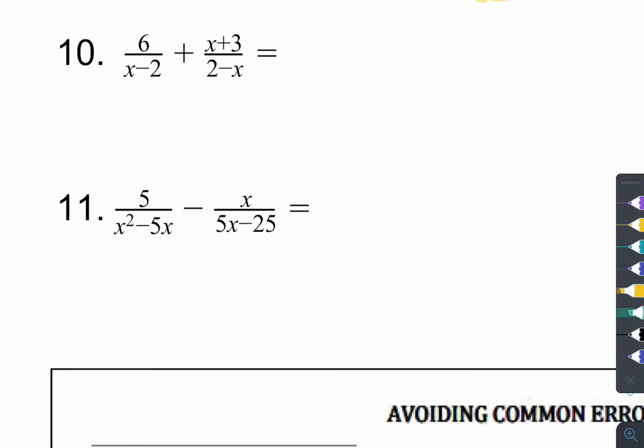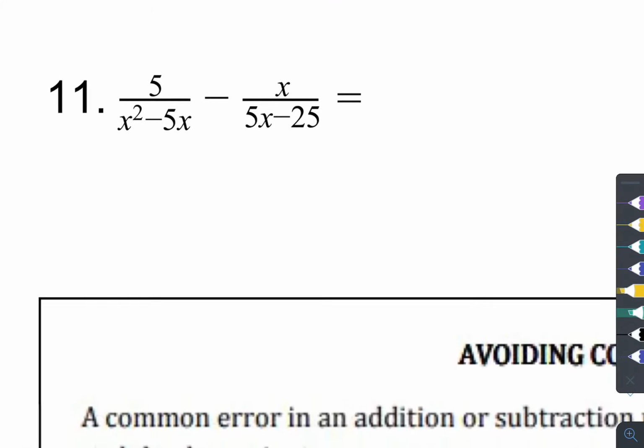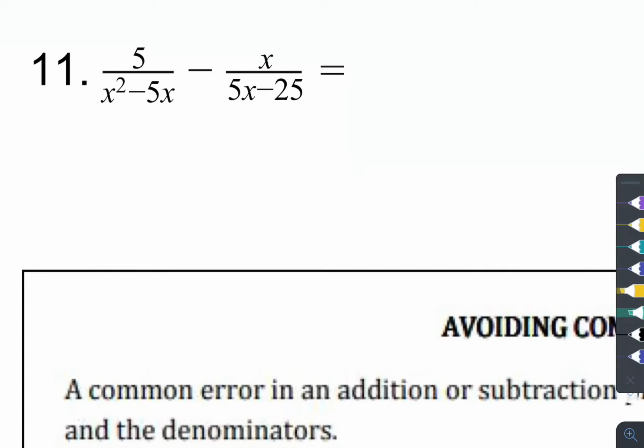Okay. And then last up here, we've got a problem. Let's factor first, and then we'll figure out what we have to multiply out. So we have 5 over. Notice how in this I have an x and an x, so I'm going to factor out that x. All right, and then factor this next one here. So I have a 5 in common, so factor out a 5.